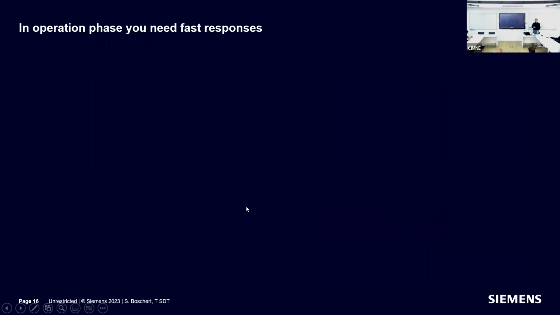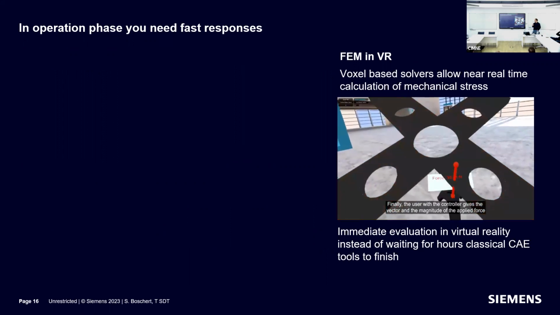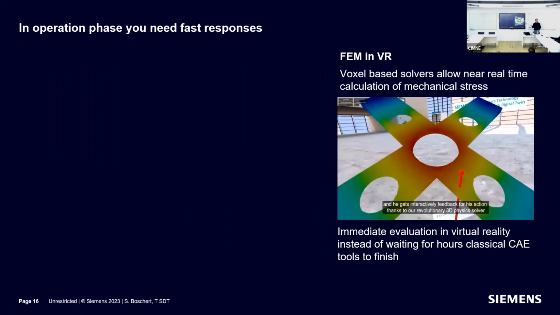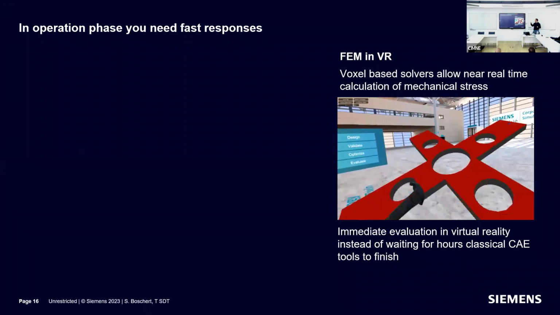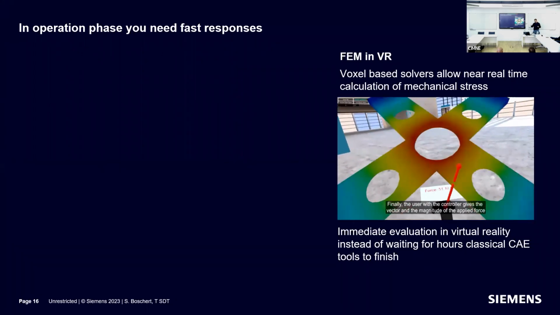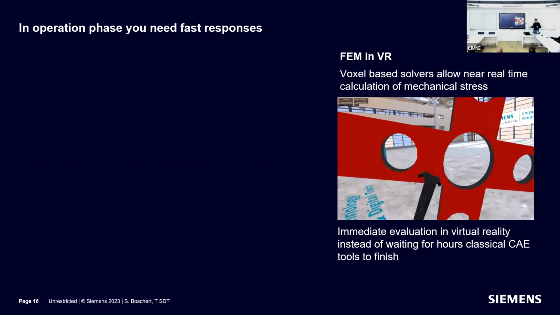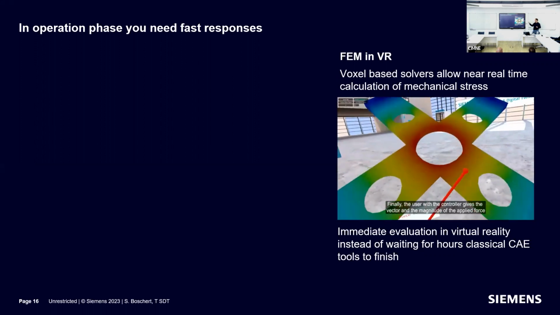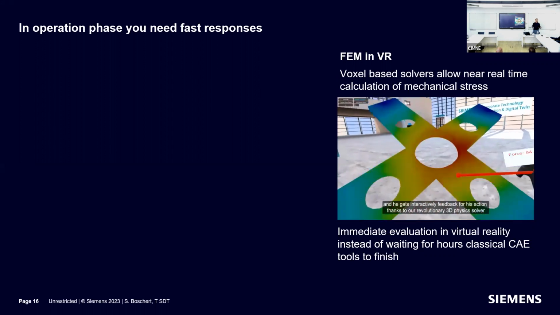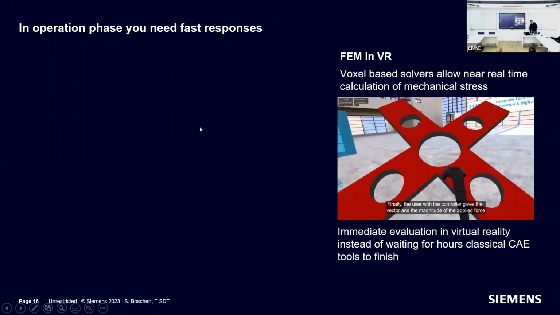An aspect that you need in the operation phase is that you need fast responses. One way where we investigated was making interactive simulations. They are not as accurate as the full-blown FEM, but they have the great advantage that you can already get some information about the outputs during the design phase. So a very, very fast, it's actually a finite volume solver, but it's a fast interactive solver. You can already play around with your loading conditions there.